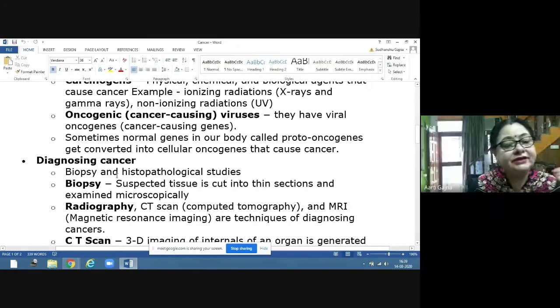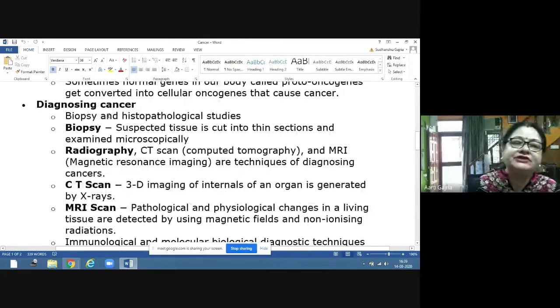Now, what are the diagnostic methods for cancer? First of all, there is biopsy. Biopsy is done on the tissue where there is a tumor, or where the doctor suspects that the tissue must have cancer. So a section of that tissue will be sent for biopsy and histopathological studies. In biopsy, the suspected tissue is cut into thin sections and examined microscopically for cancer.